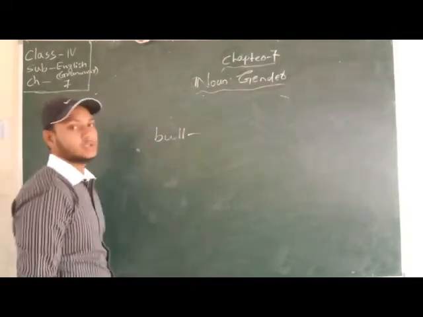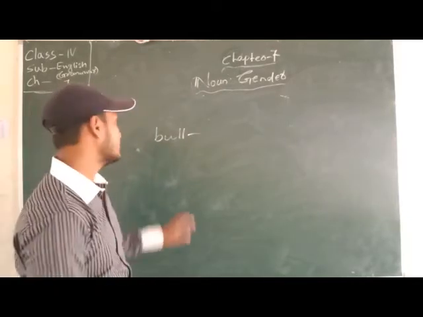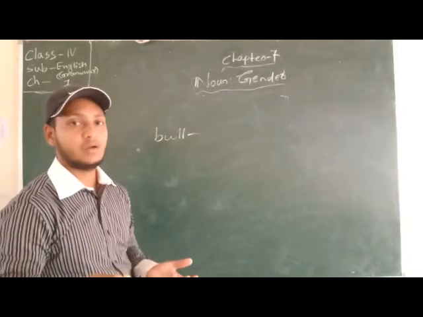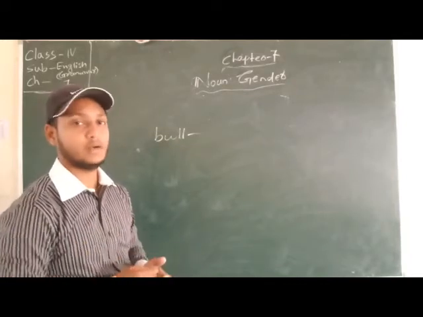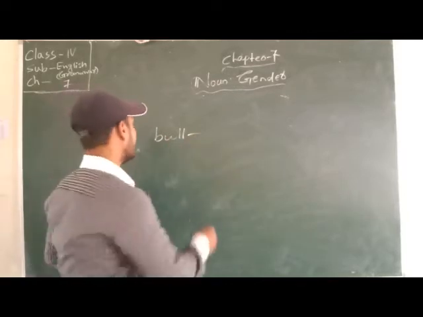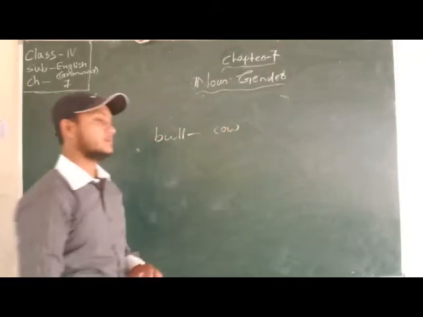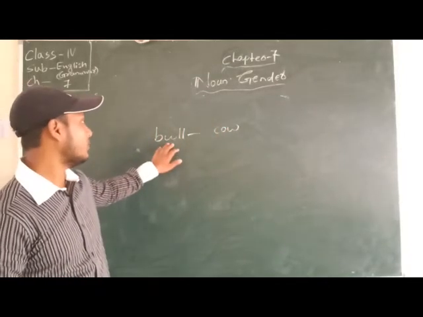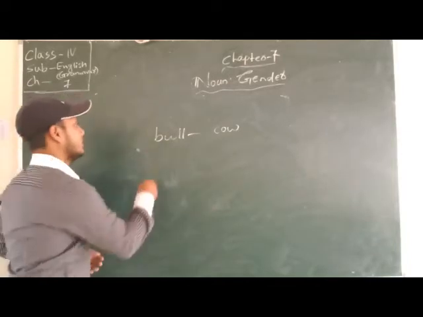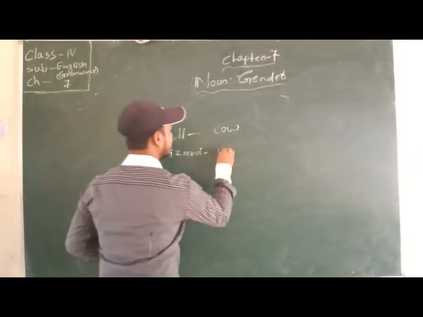Bull is a masculine noun. It can be converted into feminine. It doesn't follow any sorts of rules, like adding ess or changing a letter or word. We directly change it into cow. So the feminine of bull is cow. Wizard is witch.